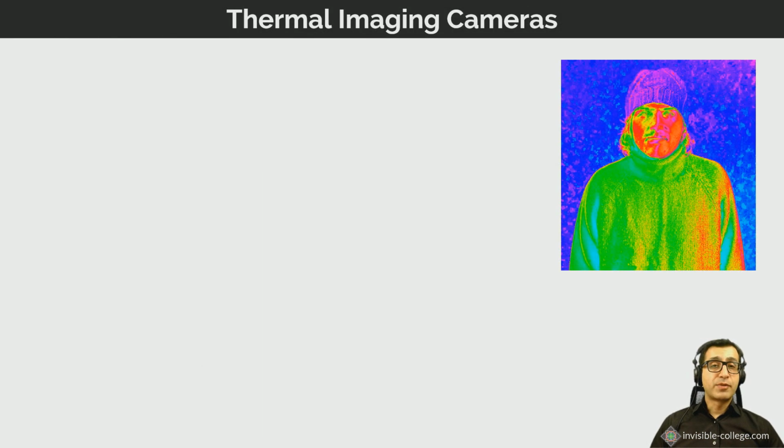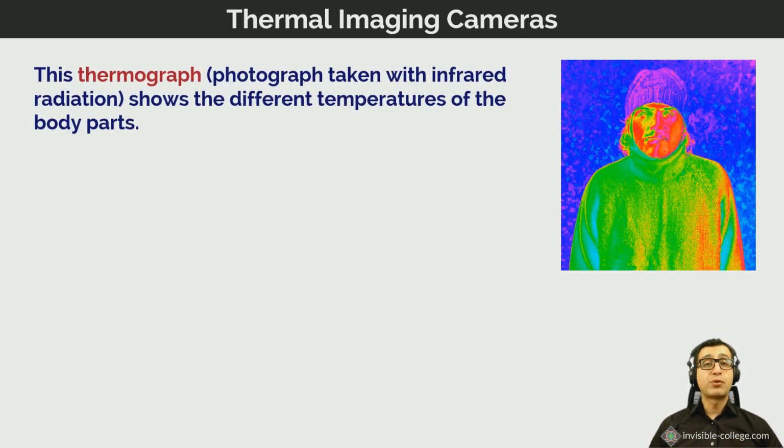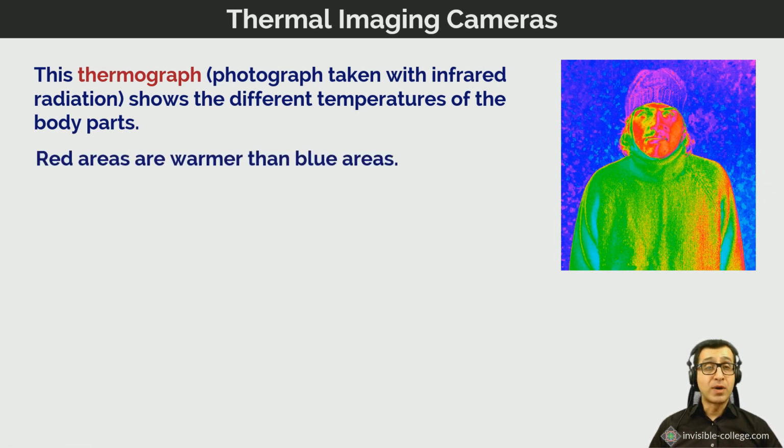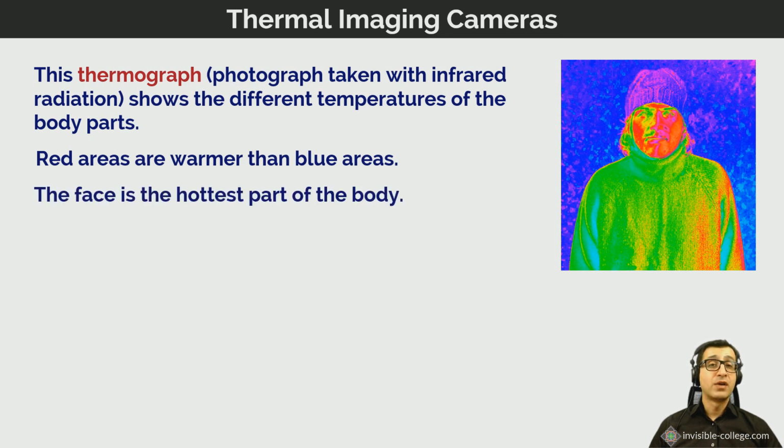So speaking of thermal imaging cameras, this thermograph was taken with a FLIR camera. This shows the different temperatures of parts of this person's body here. The red areas are warmer than the blue areas, and as we can see here, the face is the hottest part of the image. There's a heat source also on the right hand side, which shows in the red areas of the jumper. So perhaps this person is standing in sunlight and the sunlight is falling on their left, which is our right, on that side.